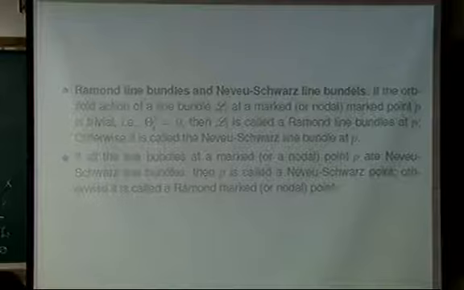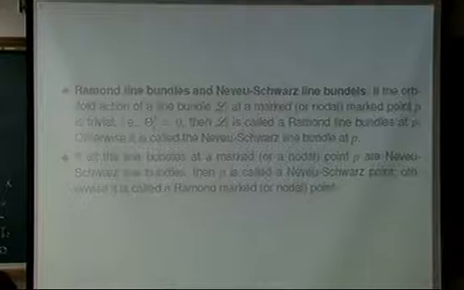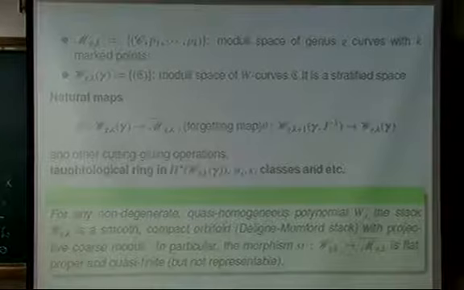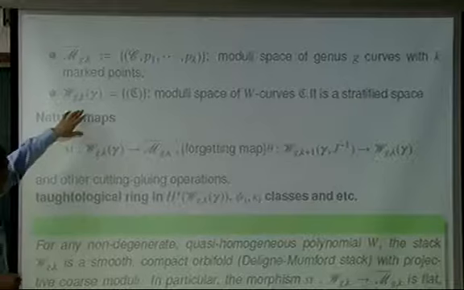So the distinction here is very important when we treat the analytical problem, because the Ramond marked point will bring you much difficulty. And then the moduli space. So M bar GK is a moduli space of genus G with K marked points. So WGK gamma is a moduli space of W curves having the type gamma.